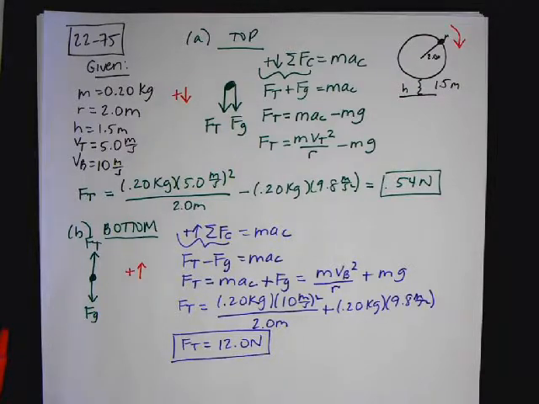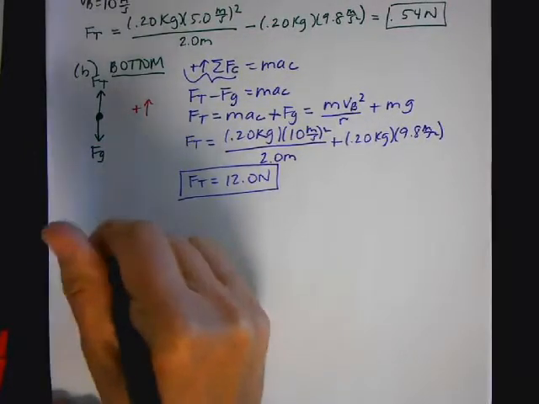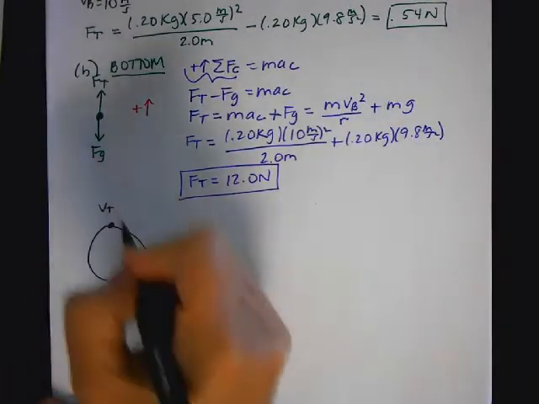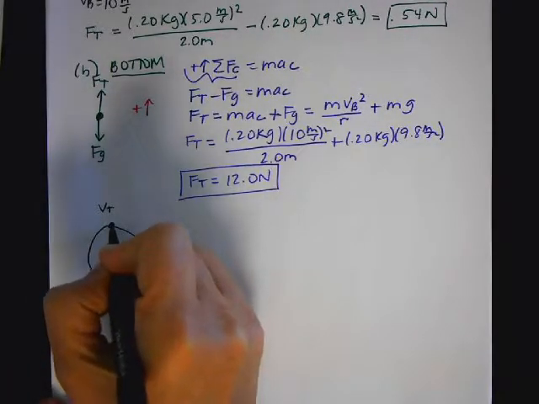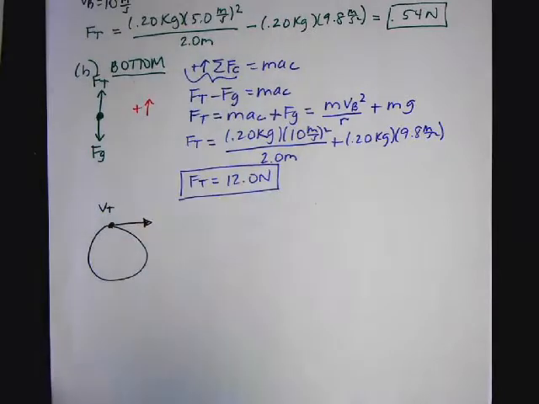All right, there's only a part C. So part C says the string breaks at the top. So let's look at a picture of this, okay? At the top, the string's going to break here. So that's the velocity at the top. So when it breaks, remember, at this point, the velocity is tangent to the curve at that one point and that one point only. So it's going to look like this, okay?